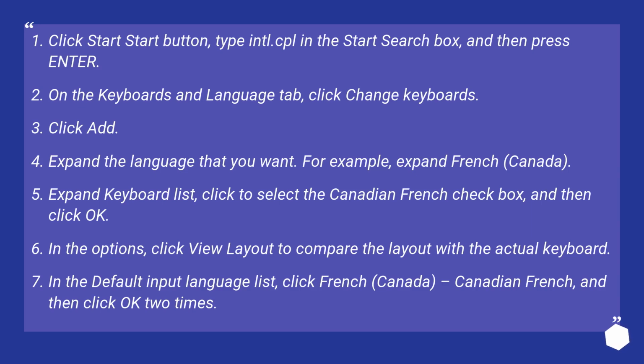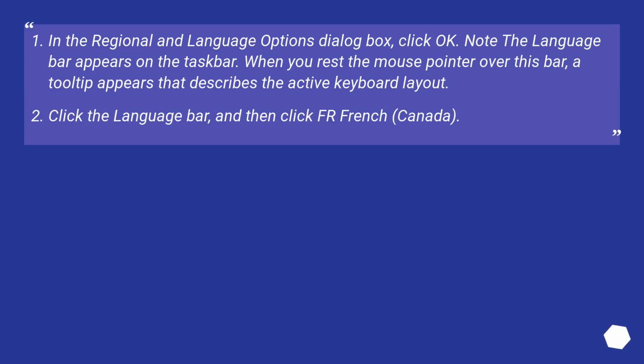Expand the language that you want. For example, expand French, Canada. Expand Keyboard List, click to select the Canadian French checkbox, and then click OK. In the options, click View Layout to compare the layout with the actual keyboard. In the default input language list, click French, Canada, Canadian French, and then click OK 2 times. In the Regional and Language Options dialog box, click OK. Note the language bar appears on the taskbar. When you rest the mouse pointer over this bar, a tooltip appears that describes the active keyboard layout. Click the language bar, and then click FR French, Canada.